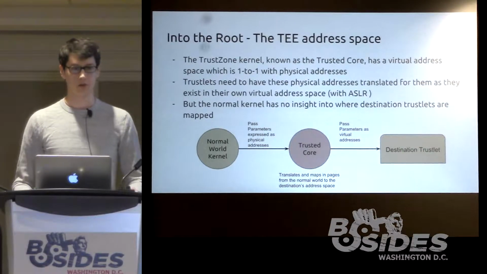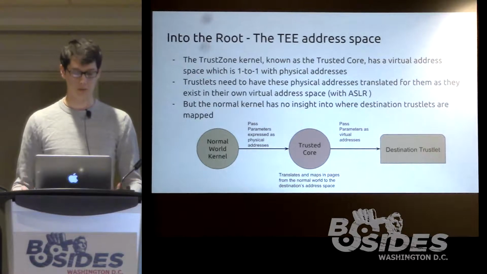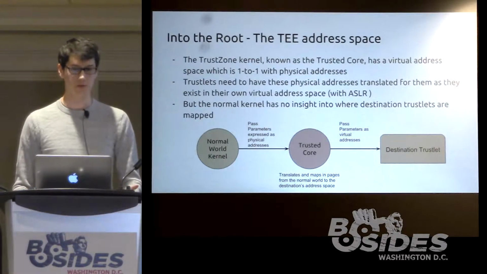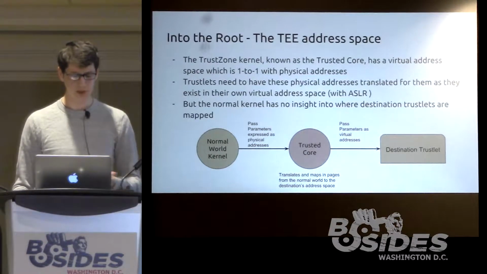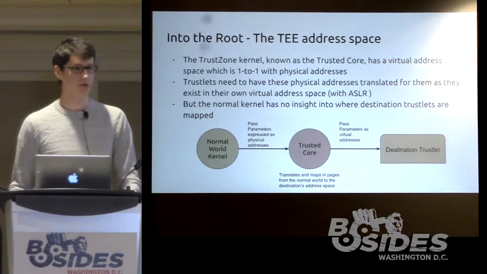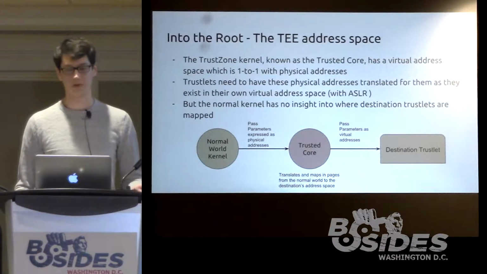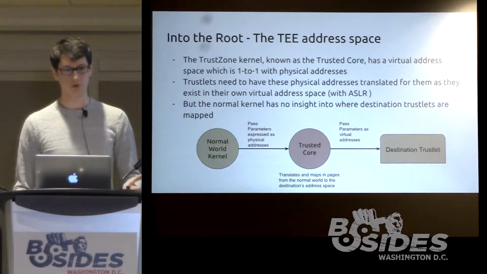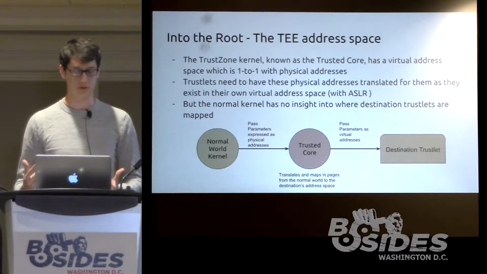Now, as I've already mentioned, these two worlds, the normal world and the secure world, don't actually have a lot in common. The only thing they do have in common, and one way they can communicate with one another using a shared language, is through the physical addresses that they both know about. So the trusted core has a one-to-one virtual address space that's mapped to the physical address space. What this means is that all the virtual addresses that the trusted core sees have the exact same values as their corresponding physical addresses.